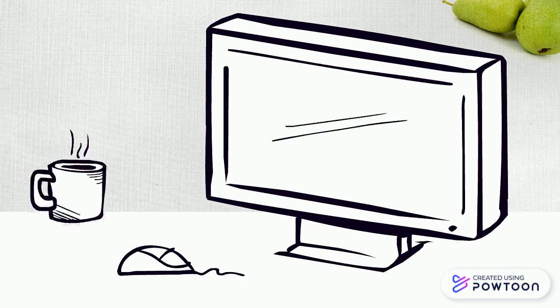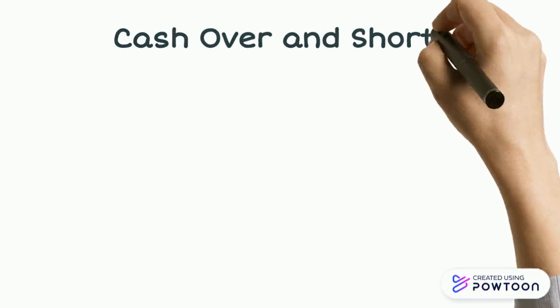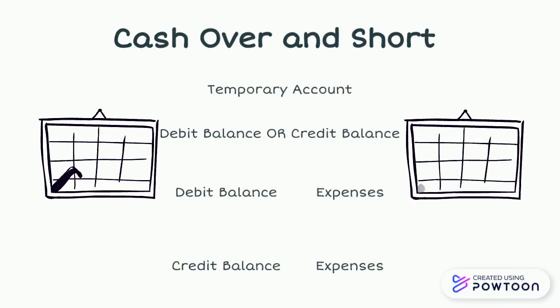Sometimes the amount needed for replenishment does not equal the total receipts. This is called cash over and short. Cash over and short is a temporary account which can either have a debit balance or a credit balance. A debit balance increases expenses whilst a credit balance decreases expenses.